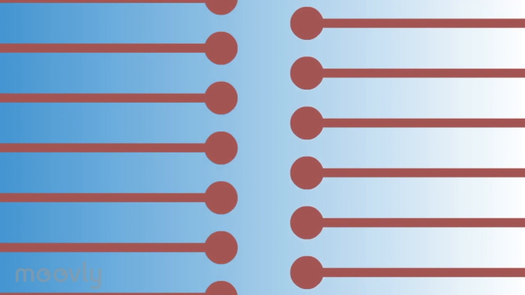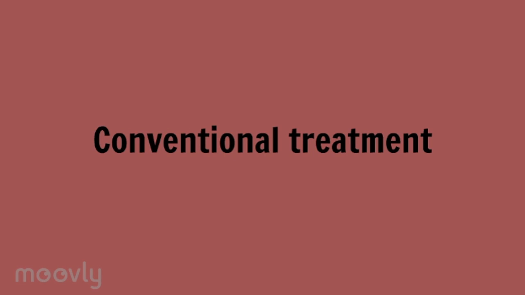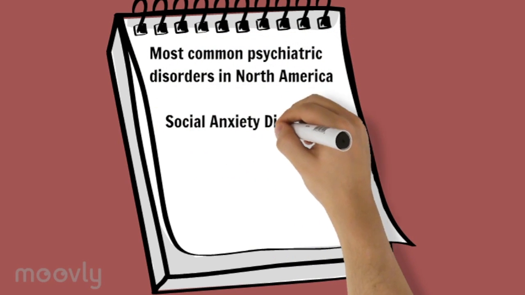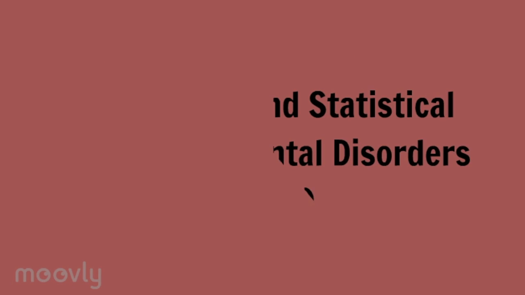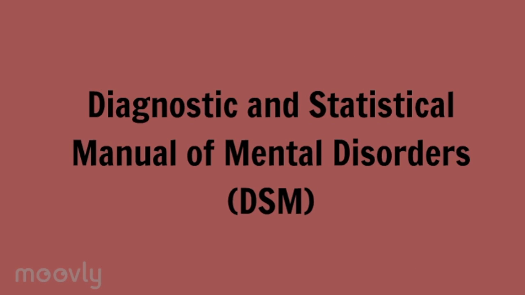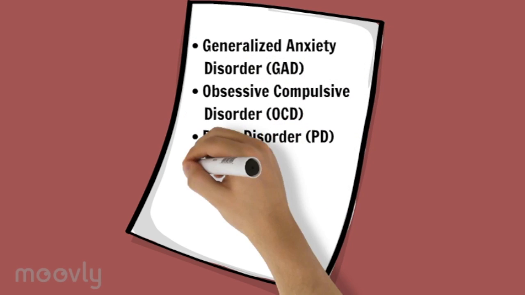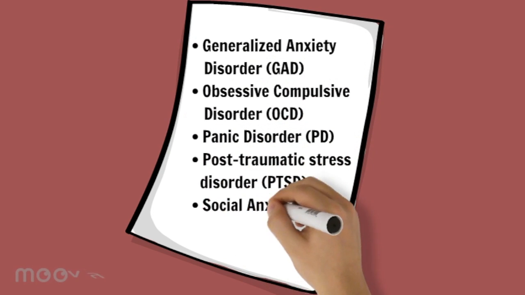I'm medical Dr. Adelia, and I'm here today to discuss the conventional treatment options for anxiety disorders. Anxiety disorders are the most common psychiatric disorders in North America, with social anxiety disorder being the most prevalent among them. Of the major anxiety disorders included in the Diagnostic and Statistical Manual of Mental Disorders, there are generalized anxiety disorder, obsessive compulsive disorder, panic disorder, post-traumatic stress disorder, and social anxiety disorder.